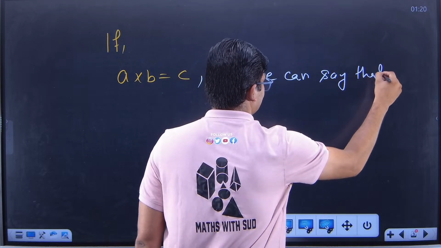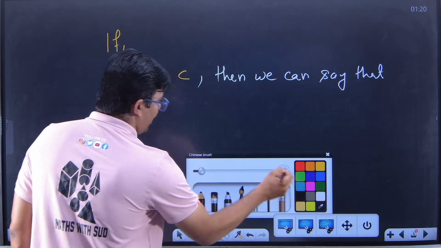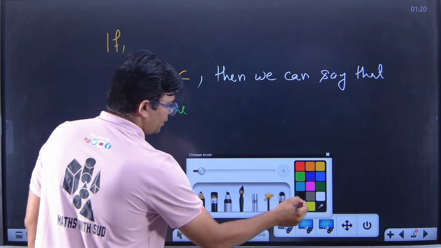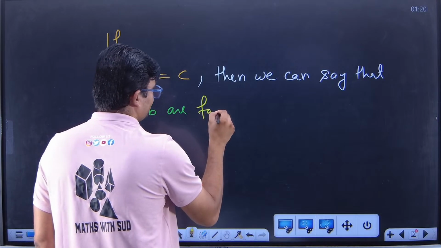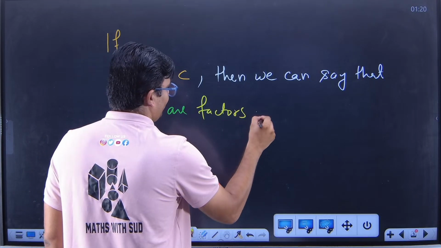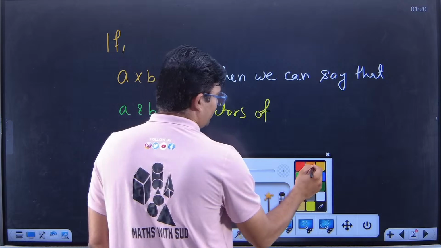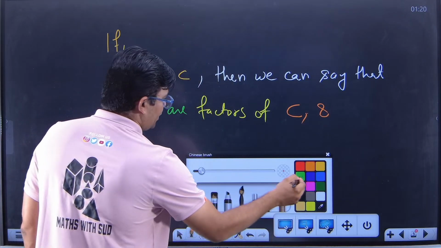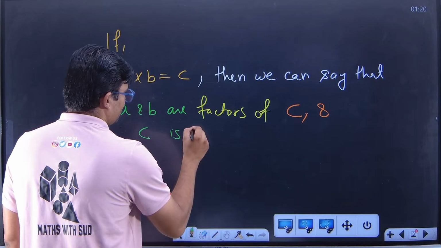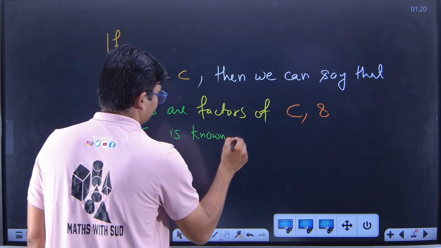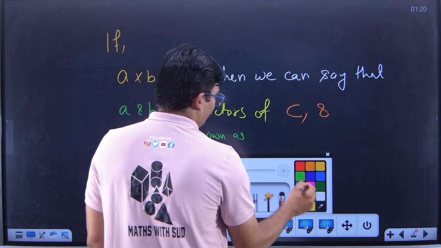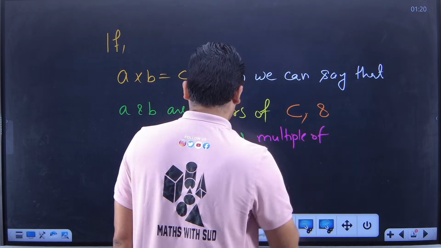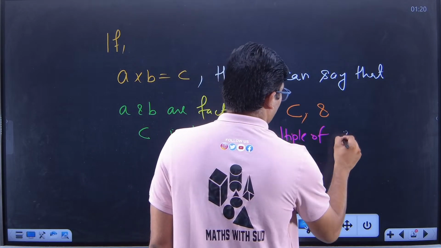that A and B are factors of C. And you can say C is known as a multiple of, we have got two numbers, what are they? A and B.